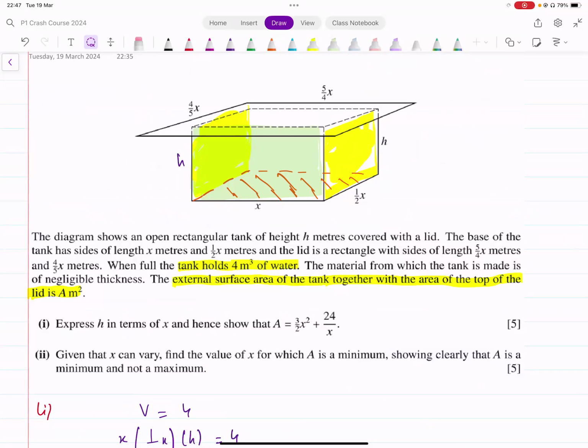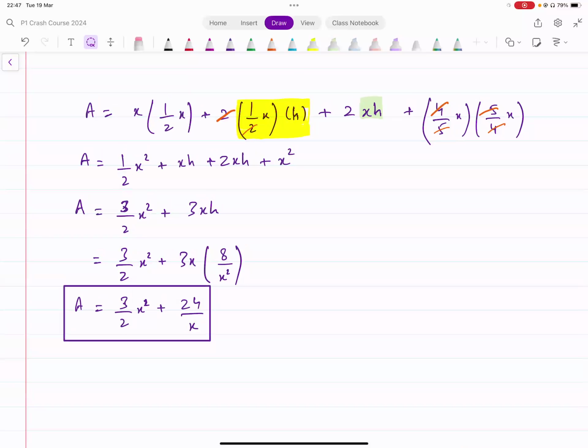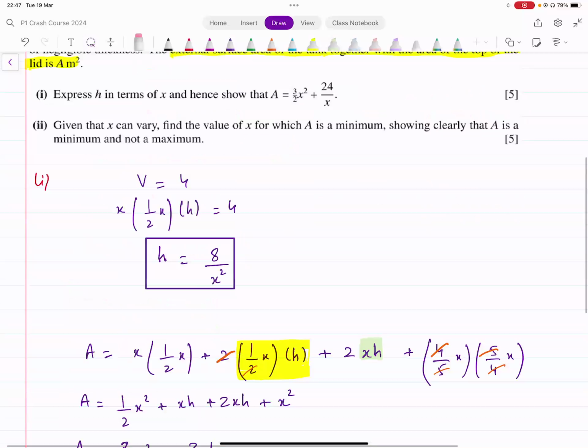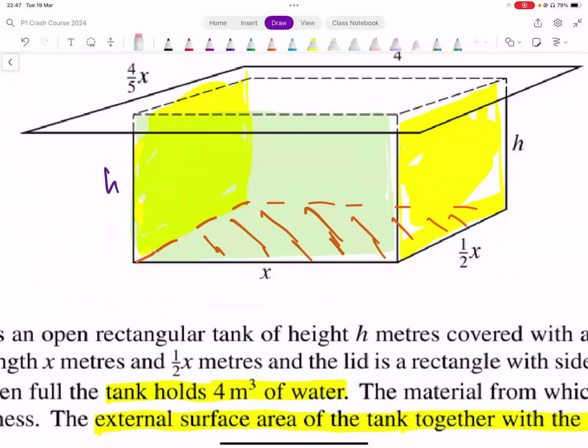Sir, can you please tell how you made this equation for A? Which equation? Sir, this A is equals to x into 1 over 2x. Yes, this. We have just found all the areas separately. So what's the base? This is a rectangle at the base of the container. What's the area of this rectangle? X into half x, right?